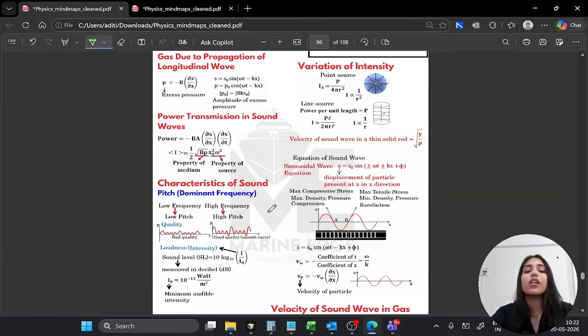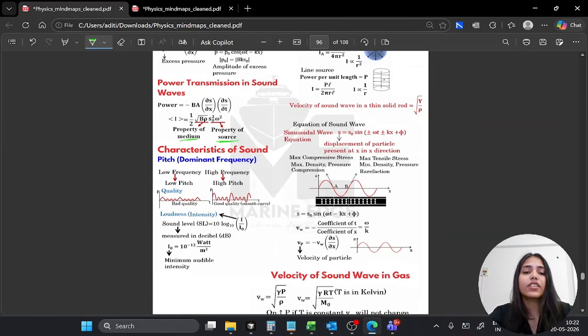Okay. Now, moving forward, the power transmission in sound waves. Because of the sound wave, there will be some power transmission happening, and that is equal to 1 by 2 under root B rho, S square omega square. And S square omega square are the properties of the source, and B and rho are the properties of the medium in which the transmission is happening.